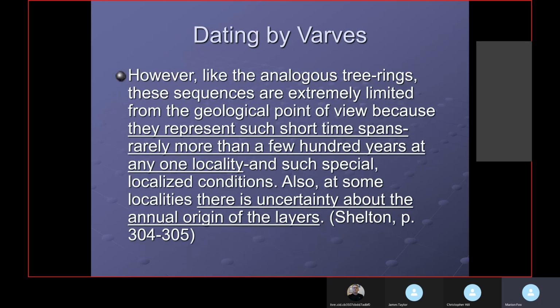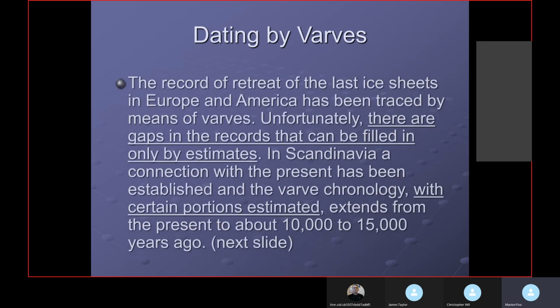However, he goes on and tells us, Shelton does, like the analogous tree rings, these sequences are extremely limited from a geological point of view because they represent such short time spans, rarely more than a few hundred years at any one locality. So how do they get thousands of years out of it in such special localized conditions? Also, at some localities, there's uncertainty about the annual origin of the layers. We don't even know that these layers are annual rings or annual layers. And so there's uncertainty about that. And I say there's probably more uncertainty than they're admitting, but they do admit uncertainty here. And so we only get just a few hundred years out of them, and then they end. So they have to overlap them, make assumptions to overlap them.